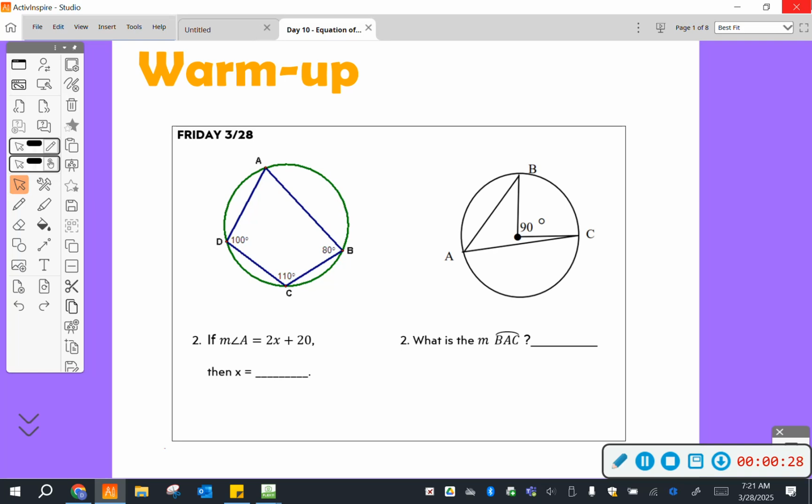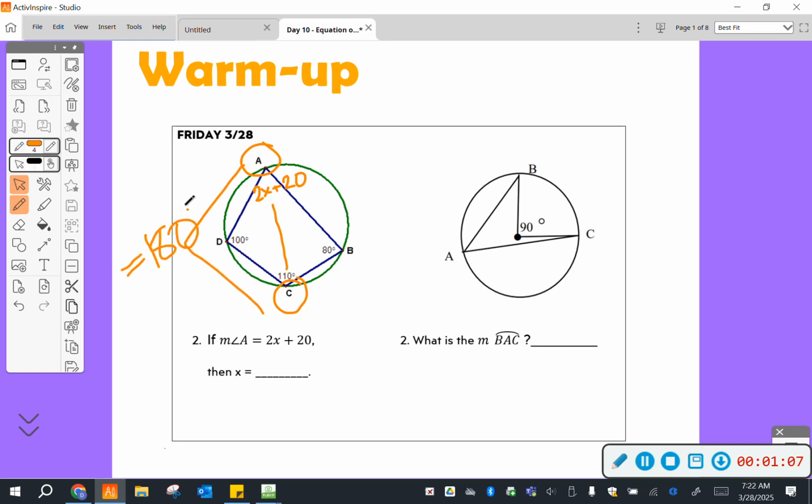So for this right here, it tells you angle A, if angle A is 2x plus 20. So you can write 2x plus 20 at angle A. What else do I know about angle A? Why does it equal 70 and not 110? These 2 angles, angle A and angle C, are supplementary. What does supplementary mean? They equal 180.